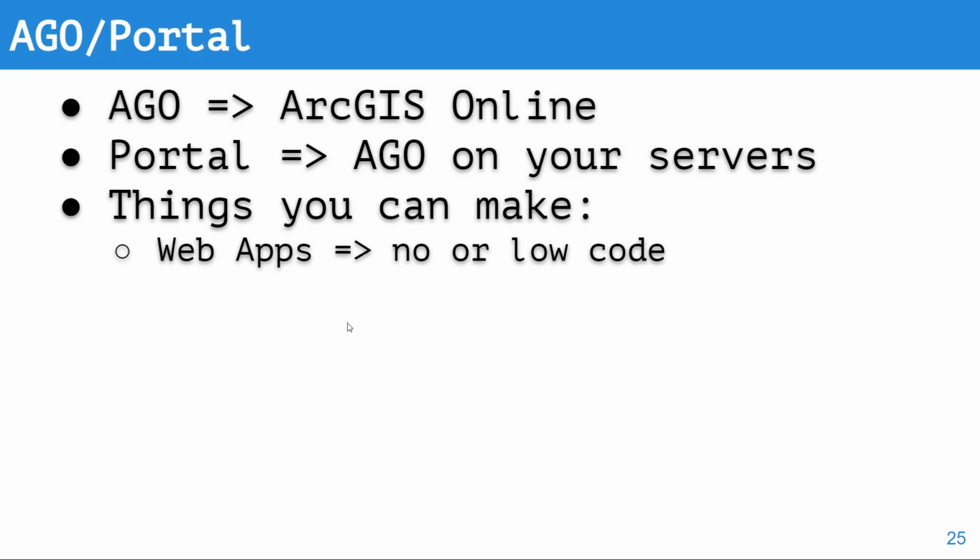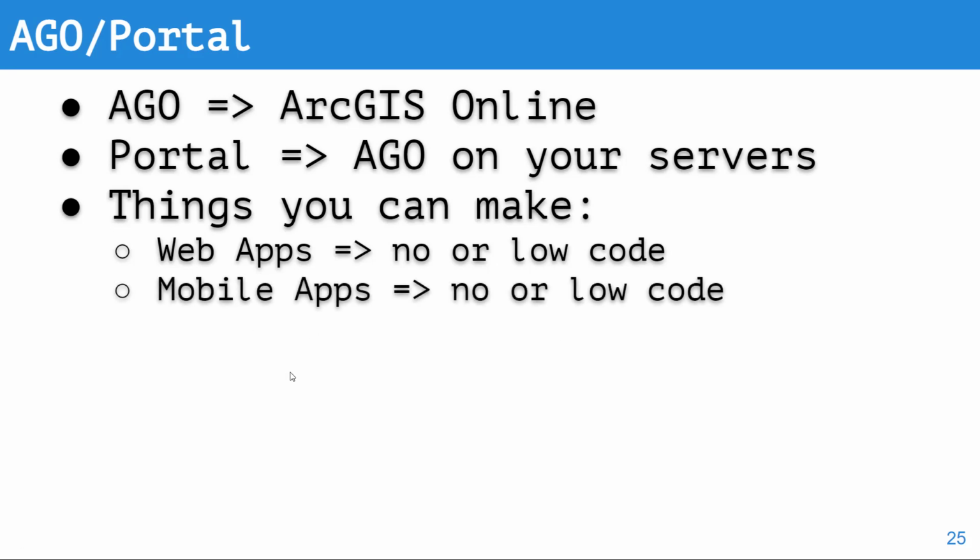You can make web apps, low code or no code. So there's templates you can use in that. We're going to get more into that in future slides. Mobile apps, low code or no code. Typically, if you're in ArcGIS Online, depending on your agency, you might be licensed to use AppStudio. And so you can use that product to make mobile apps.